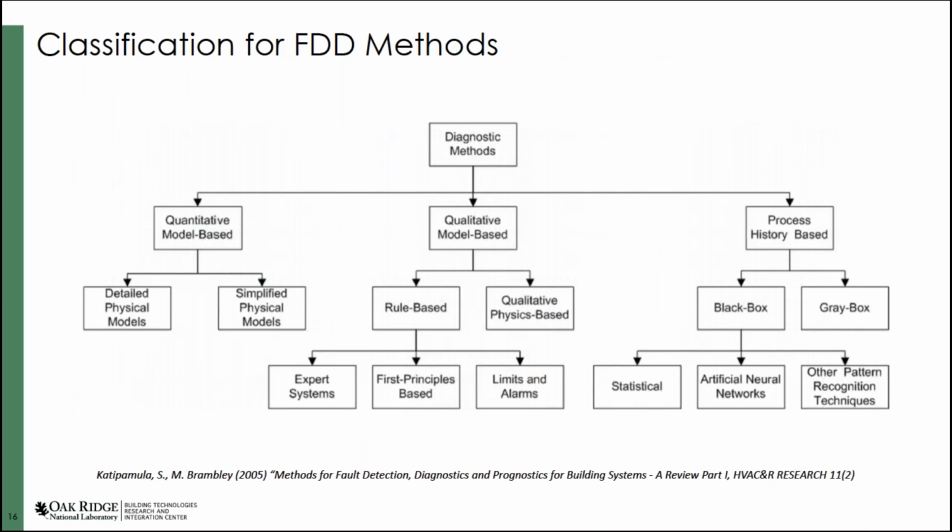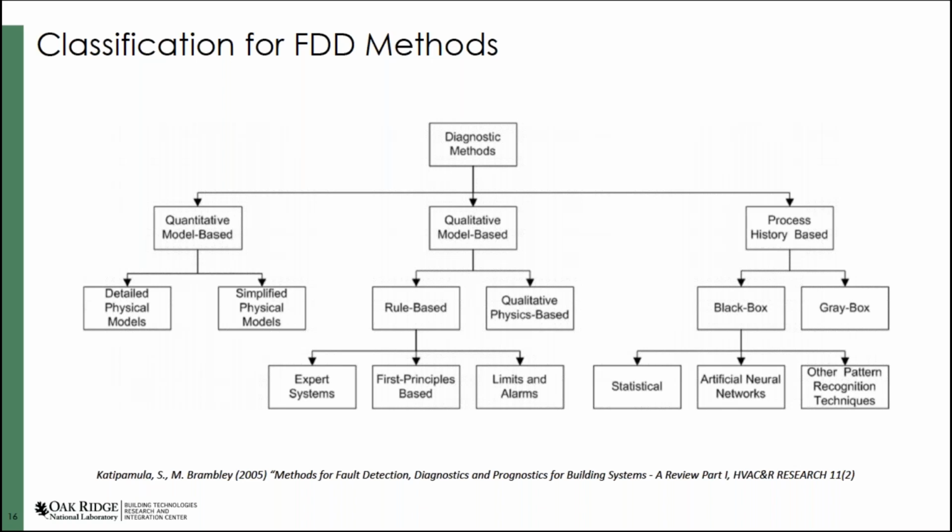So I'm showing in here the classification of the existing FDD methods. In general, the existing FDD algorithms can be classified by 3 different methods, which are quantitative model basis, qualitative model basis, and process history based. First 2 are model-based approaches, and the other one is basically a data-driven approach.